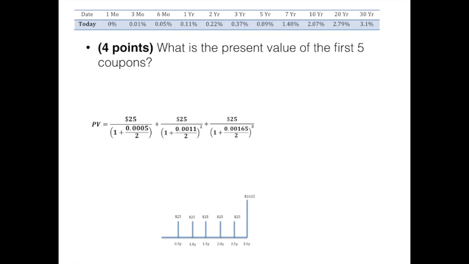Then you would do the same thing for the 3.5, for all of these, like 6 months, 1 year, 1.5, 2, 2.5, and you would get the present value. And this carries 4 points.